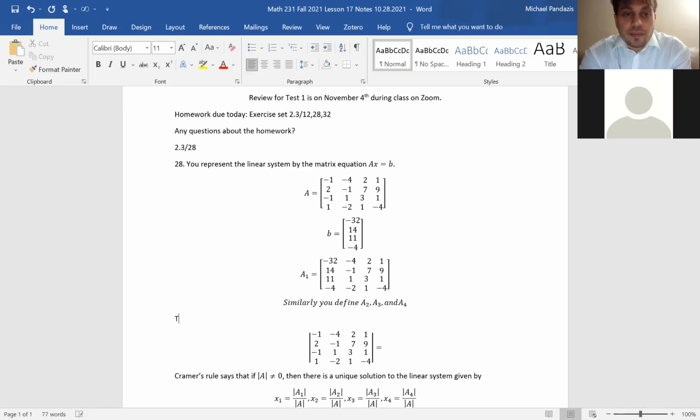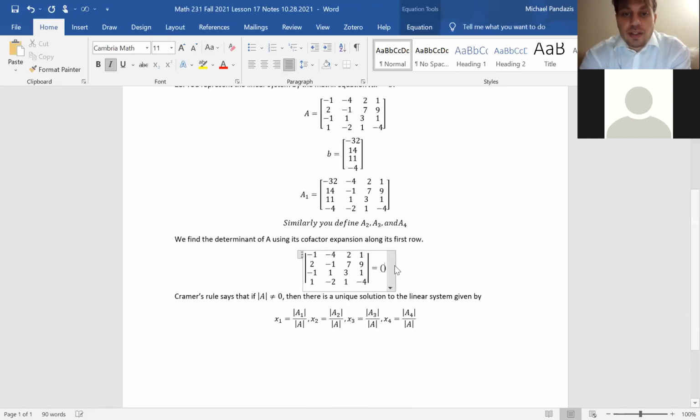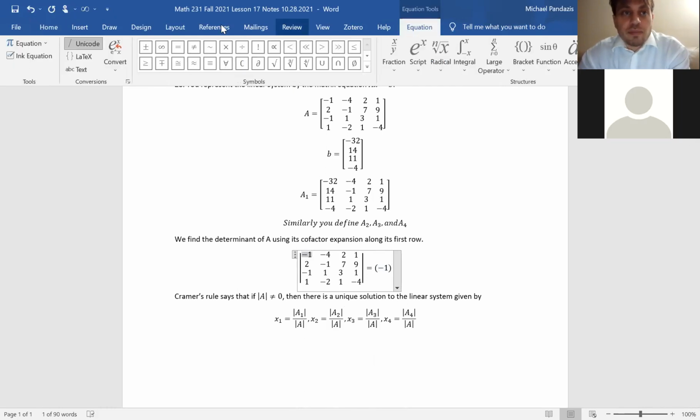So we find the determinant of A using its cofactor expansion along its first row. Okay, so the cofactor expansion along the first row is, you take the first term, which is -1, right? So we're going along the first row. So I'm going to label the first row in blue.